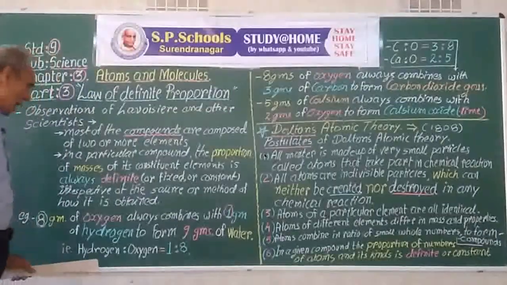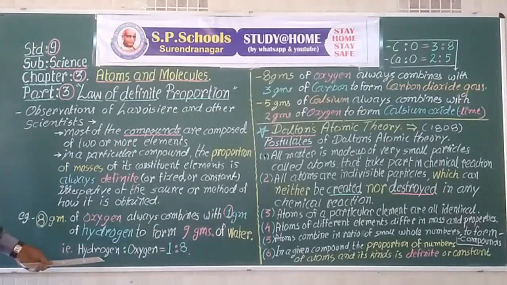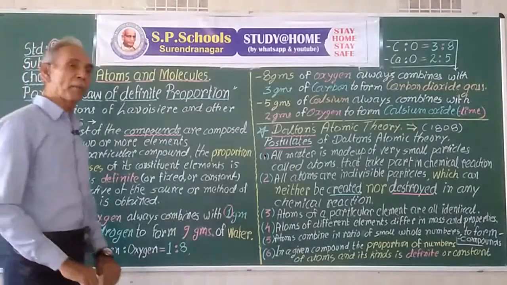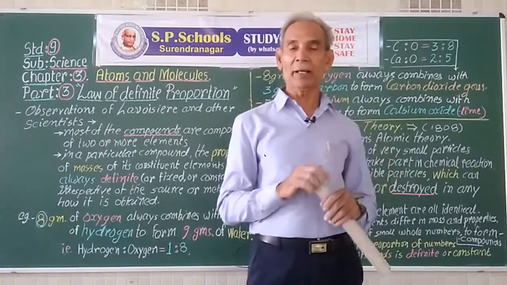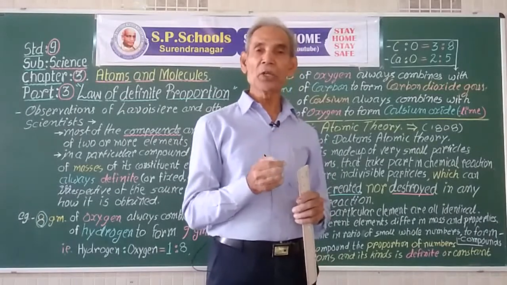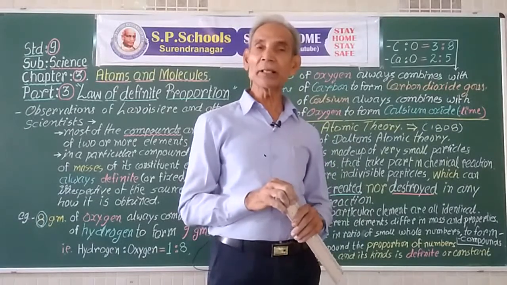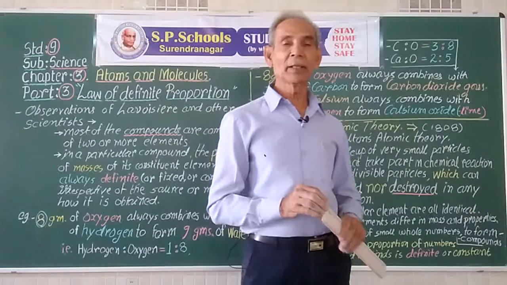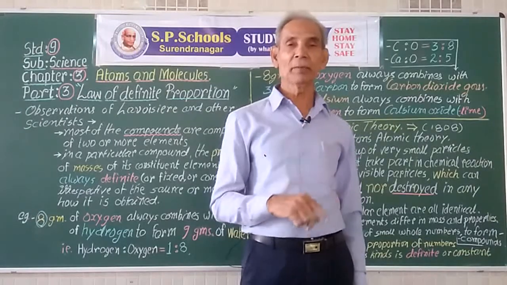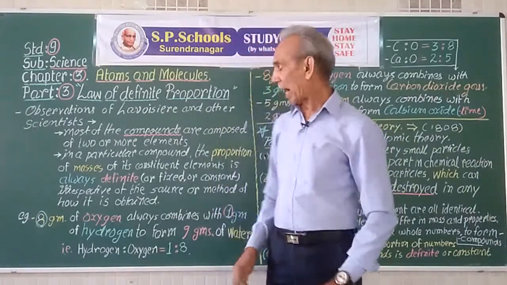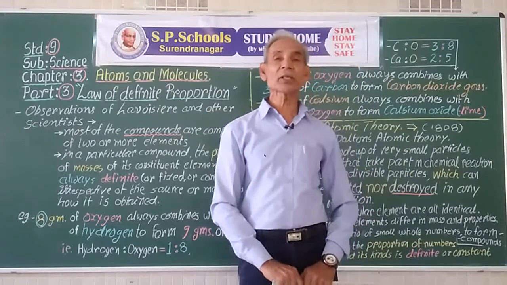That is, hydrogen to oxygen is always 1:8. That is, 1 gram of hydrogen always combines with 8 grams of oxygen. Suppose you burn 1 gram of hydrogen in air and collect all the vapors that result. So hydrogen to oxygen remains always equal to 1:8 by mass or weight.